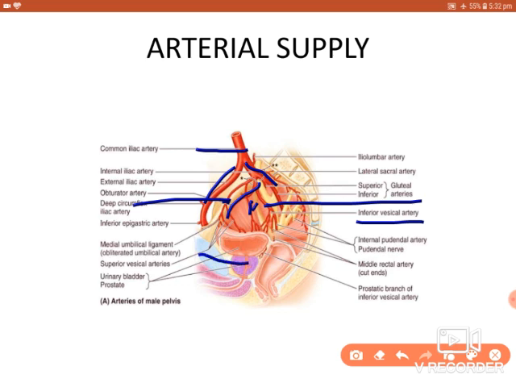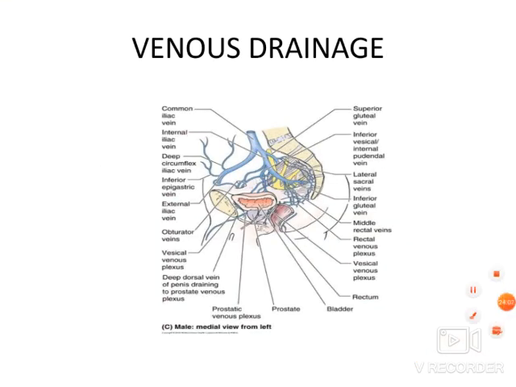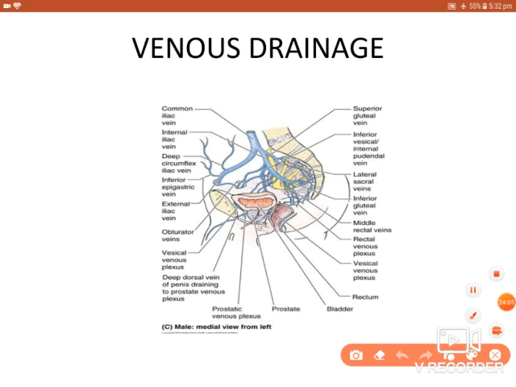Then venous drainage: along with the arteries, veins accompany. Here you can see the obturator veins, the superior vesical vein, and the inferior vesical vein, which finally drain into the internal iliac vein. Venous drainage is to the internal iliac veins. Then lymphatic drainage is to the common iliac and internal iliac lymph nodes.